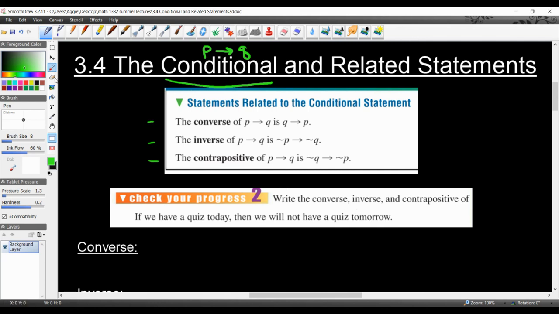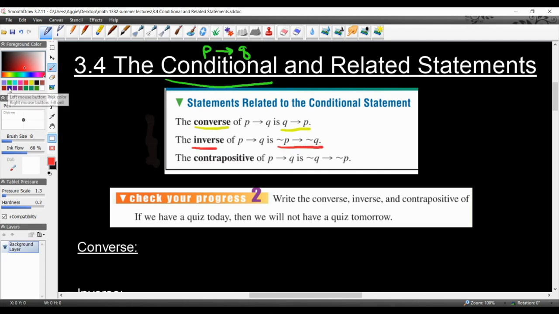We have several definitions here that have to do with these different forms. We have the converse. The converse is pretty much taking the P and the Q and switching them. So you see how here we have if Q implies P. You just swap these two. The inverse is negating both of them. So instead of if P then Q, we have if not P then not Q.